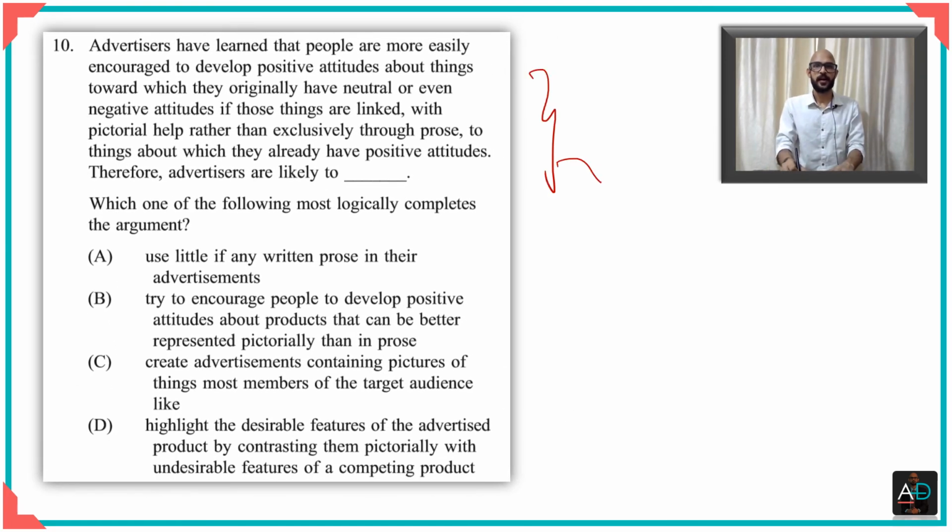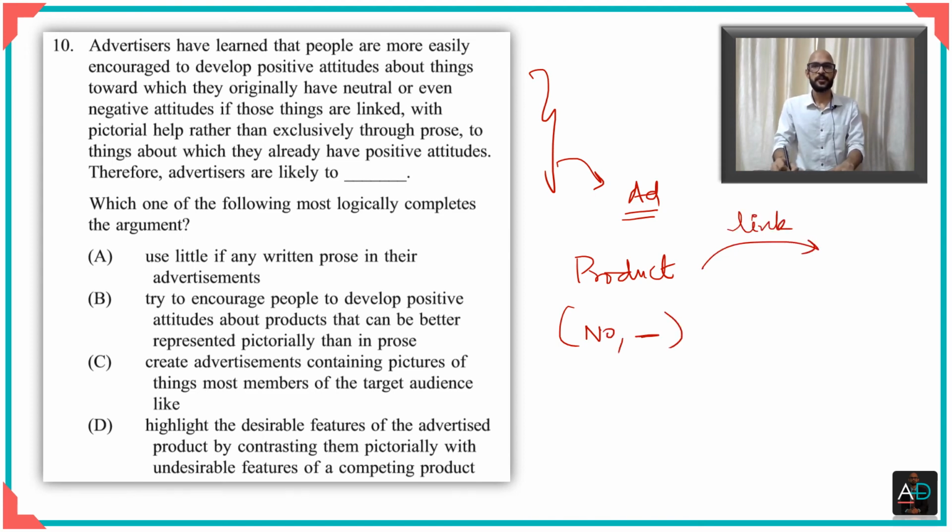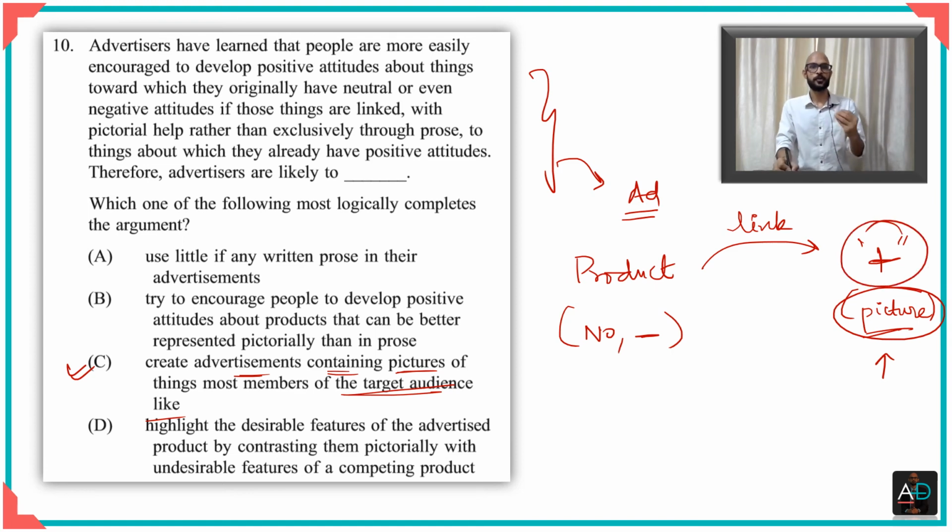So essentially what advertisers would do is that if there's a certain product for which a person may have no feeling or even a negative feeling, they link it to something that he has a positive feeling for, and that thing is generally a picture, because pictures work better, and then they're able to sell their product. So once you see this, you can see that option C is a very obvious right answer, because it says you create advertisements containing pictures of things people like. So you make an advertisement containing a picture of things people find positive or they like.